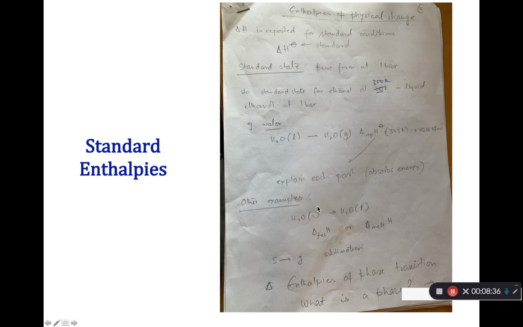Another example is the melting of ice into water, and this is given by delta H melt. The standard sign is missing here. The liquid to solid transition is called fusion, FUS. Similarly, the solid to gas transition is called sublimation. So these are standard enthalpy changes of phase transitions.